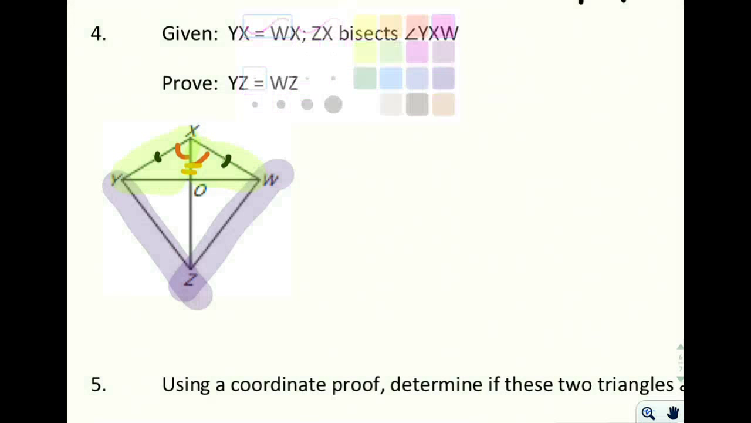I can see that if we were to do that by CPCTC, we would get the fact that these sides are equal to one another. I also know that this side right here, by reflexive property, is going to be equal to itself. So that would give me side and side. It wouldn't give me that last side. Let's see if we can get any angles out of this. So are there any angles we get for free?